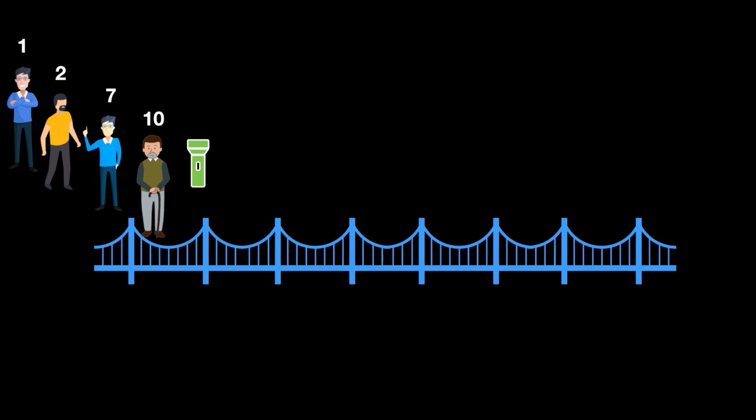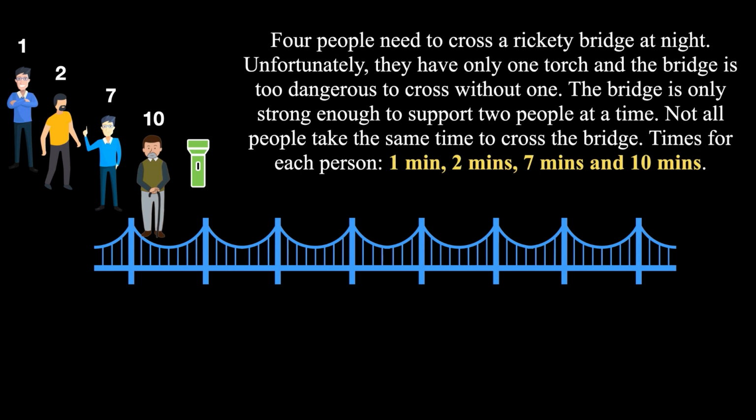4 people need to cross a bridge at night. Unfortunately, they have only one torch and the bridge is too dangerous to cross without one. The bridge is only strong enough to support 2 people at a time. Not all people take the same time to cross the bridge. Times for each person are 1 minute, 2 minutes, 7 minutes and 10 minutes.